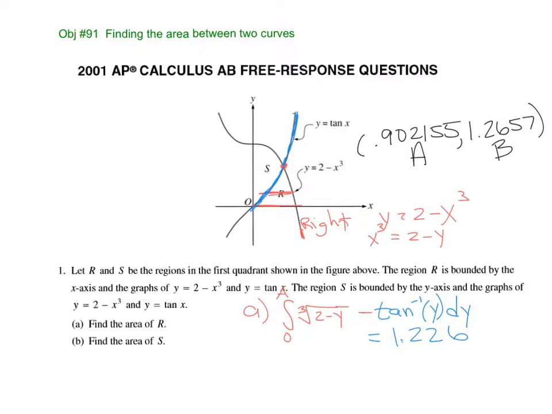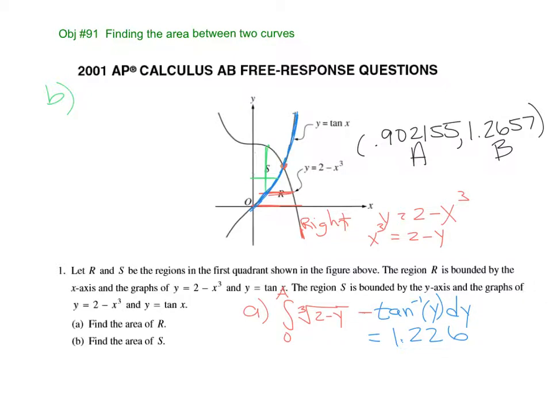All right, B. Now for B, we have region S. So should we go left and right or up and down? Now this one you want to go up and down, right? Because we have top minus bottom. Left and right, we would have to do the blue and then the black separately, the tan separately, and then the 2 minus x cubed. So this one we want to do in terms of x's. We do need, though, that if we're going to do top minus bottom, 0 to what?